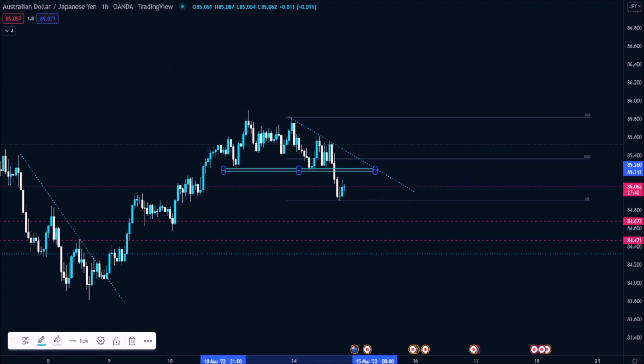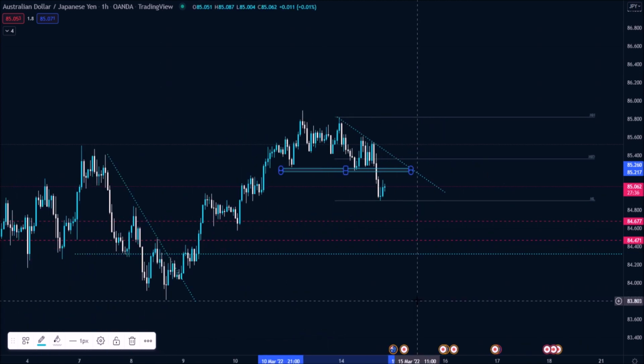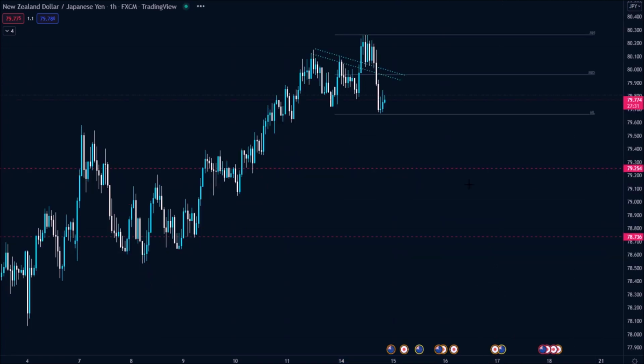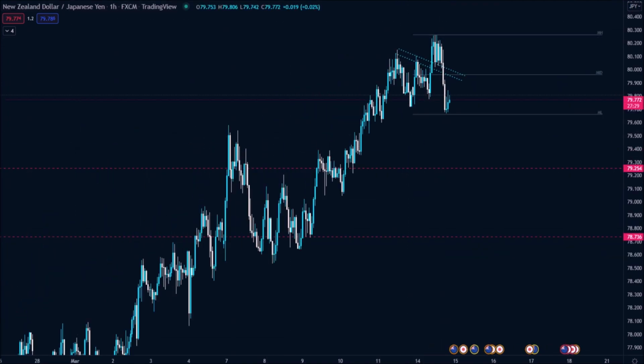Any trades I do take will be posted into the Discord group, as you know anyway. So we'll take a look at New Zealand yen as well. Go out to the daily.